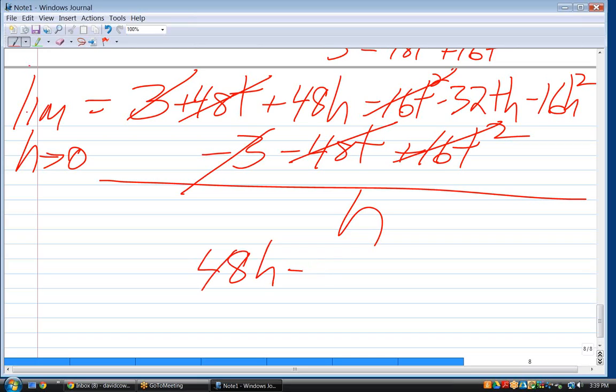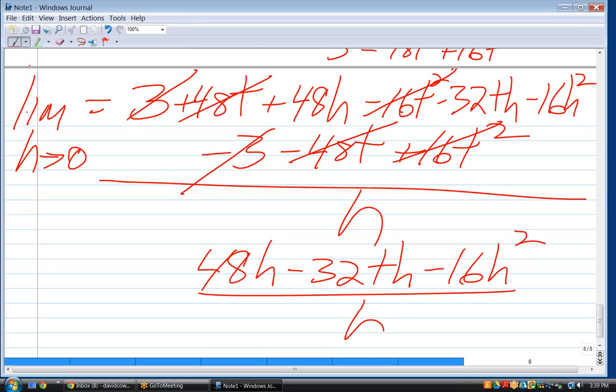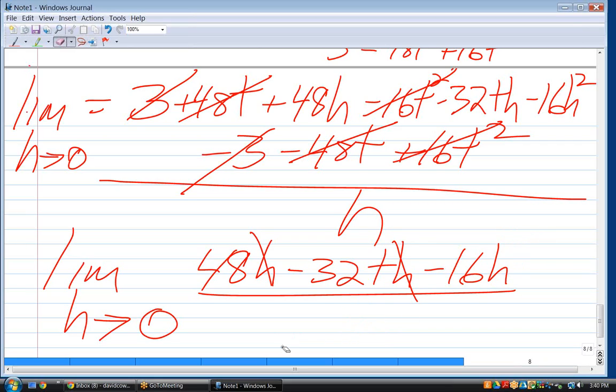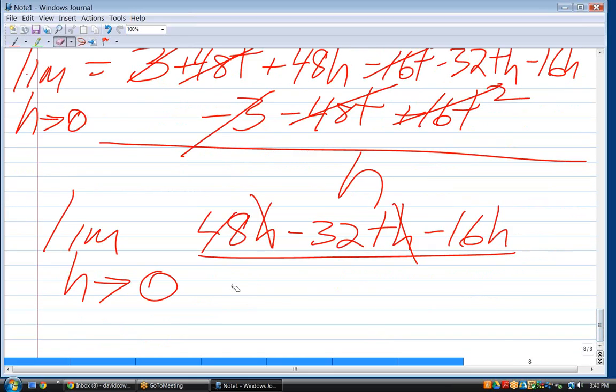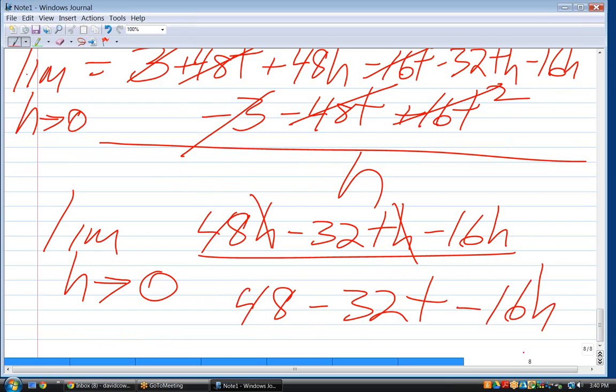48h minus 32th minus 16h squared all over h. And we want the limit of that as h goes to 0. Well, the h cancels. In other words, I can factor an h out from the numerator, getting rid of that, and one of those, and getting rid of that. So what do I have left? I have 48 minus 32t minus 16h.